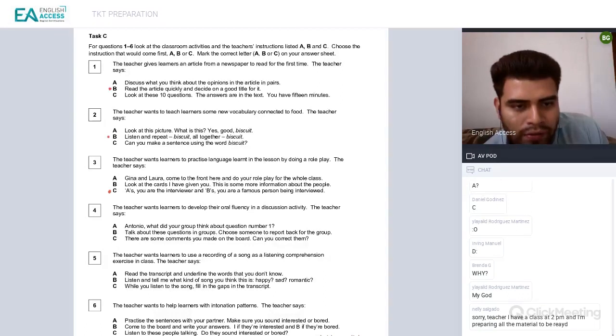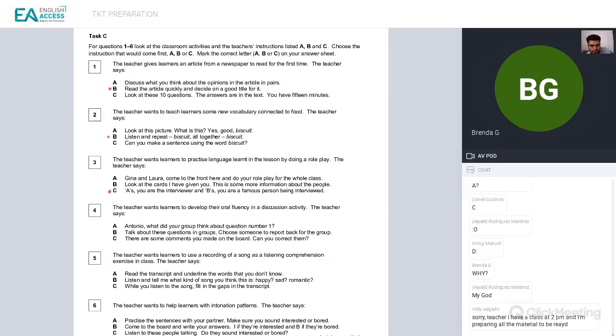The teacher wants learners to develop their oral fluency in a discussion activity. The teacher says, A. Antonio, what did your group think about question number 1? B. Talk about these questions in groups. Choose someone to report back for the group. C. There are some comments you made on the board. Can you correct them?